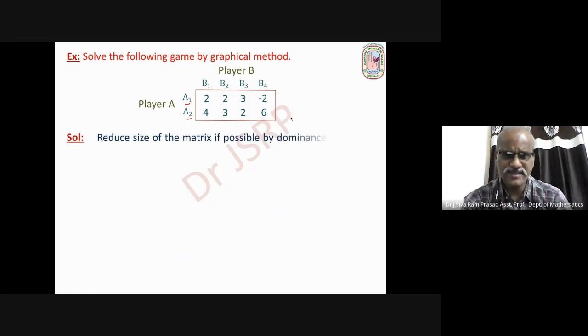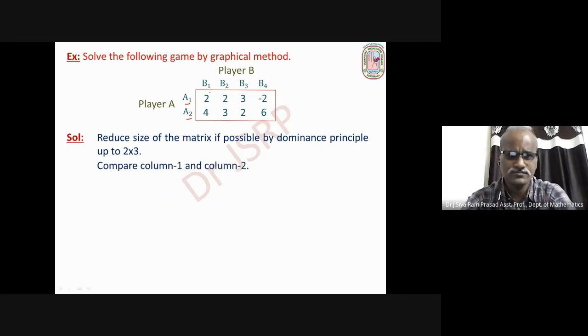So reduce the size of the matrix if possible by the dominance principle up to 2 by 3. Compare the first two columns. First compare column 1 and column 2. The first element 2 is less than or equal to the second element 4, and 4 is greater than or equal to 3. So we have the same inequality. That means column 1 and column 2 are comparable. Column 1 is greater than or equal to column 2.